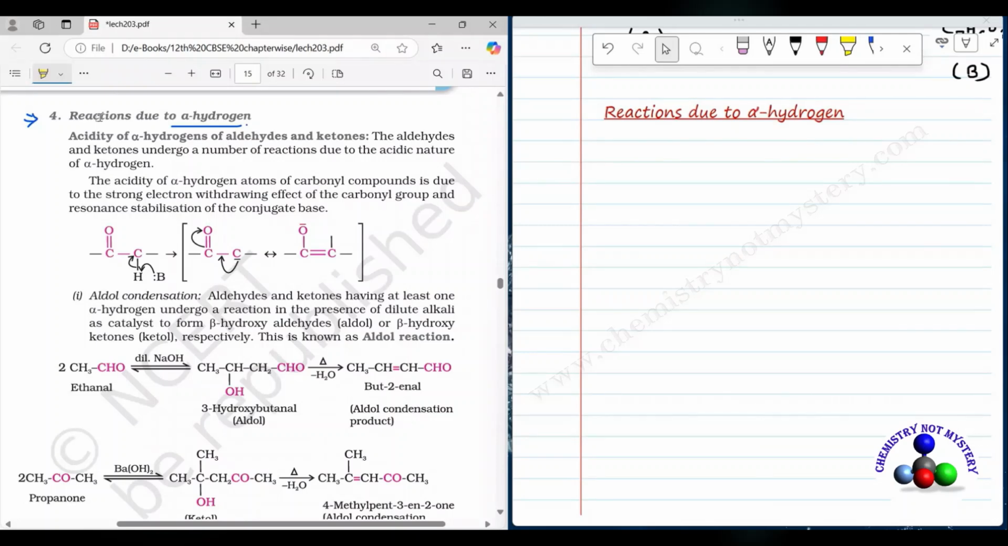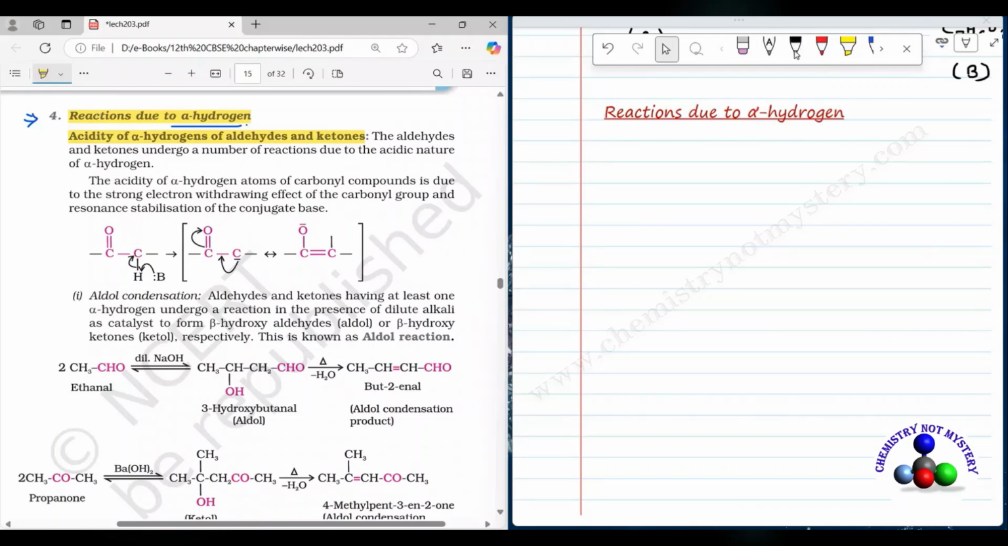Today we are going to discuss reactions due to alpha hydrogens. So let's read from the book. Acidity of alpha hydrogens of aldehyde and ketone. Aldehyde and ketones undergo a number of reactions due to acidic nature of alpha hydrogen. The acidity of alpha hydrogens of carbonyl compound is due to strong electron withdrawing effect of carbonyl group and resonance stabilization of the conjugate base.